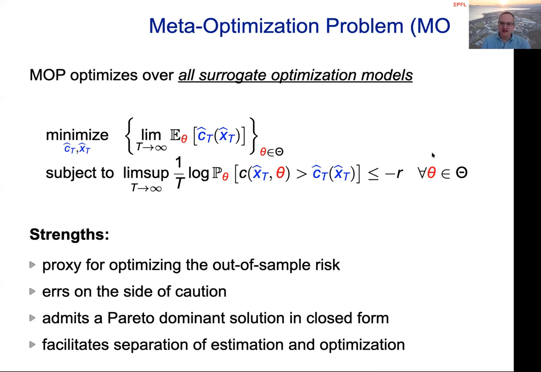The most striking property of this model is actually that it does admit the Pareto dominant solution that you can even find in closed form. So I'd like to show to you that later. And it also facilitates a separation of estimation and optimization, which is a nice property.